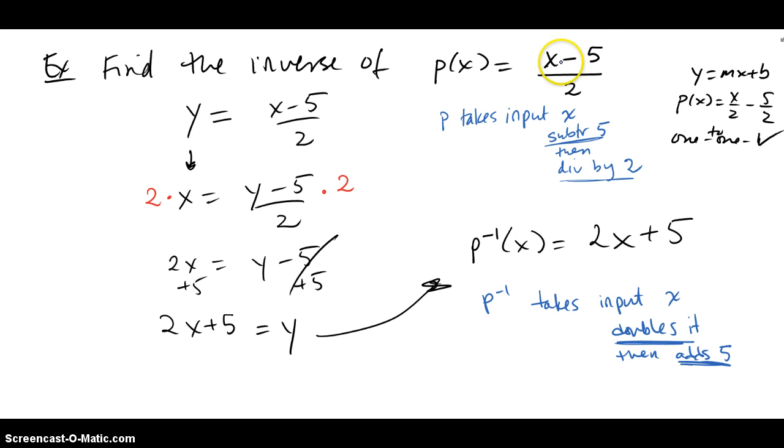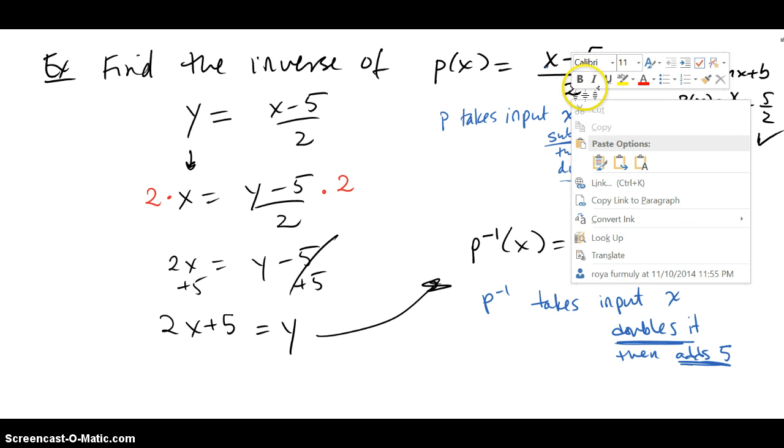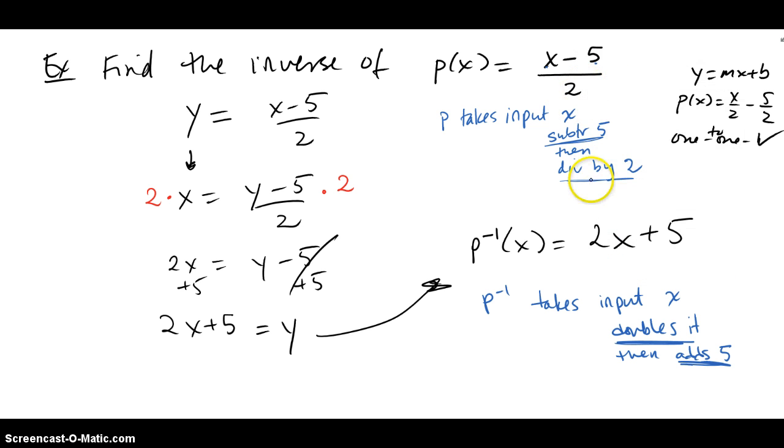So here's what happens. Take the input, subtract 5, divide by 2. The inverse simply says go backwards, multiply by 2, and then add 5. Multiply by 2 or double it, and then add 5, and that's how we're getting the inverse from the original function, just retracing our steps backwards. Subtract 5, then divide by 2. The inverse says, no, multiply by 2, then add 5.